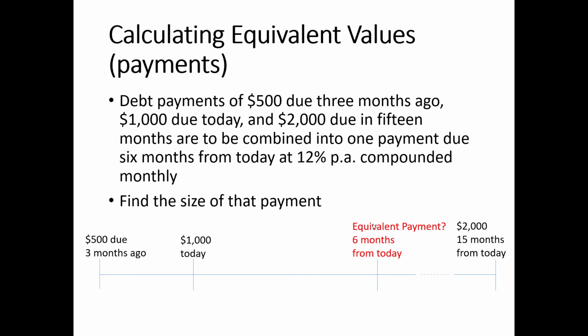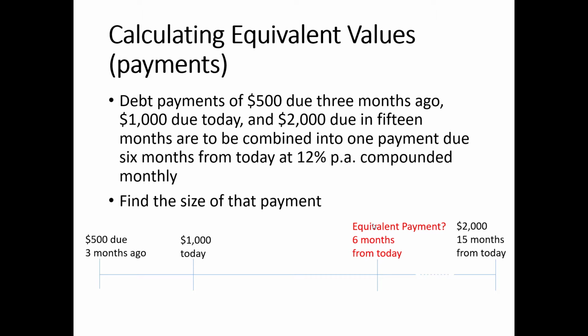So we have debt payments of $500 due 3 months ago. Oops, must have missed that one. $1,000 today, $2,000 in 15 months, and are can be combined in one payment due 6 months from today. Okay, compounded monthly. Find the size of that payment. Okay. So we want to find the size of that one payment that'll take care of this entire loan with those 3 payments happening at those different points of time.